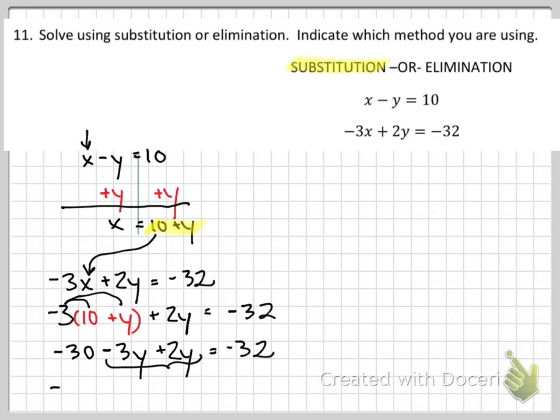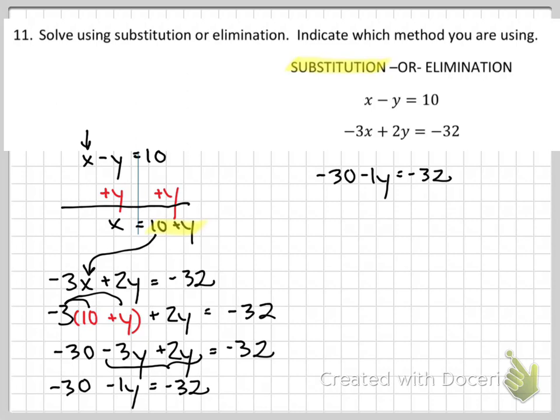Okay, I'm going to bring down my negative 30. I'm going to combine like terms. That gives me minus 1y, or just minus y. And then we get equals negative 32. So obviously I'm out of room up here, or over there. So I'm going to write negative 30 minus 1y equals negative 32. Oops, sorry. Negative 32. Okay, I have all my variables on one side.